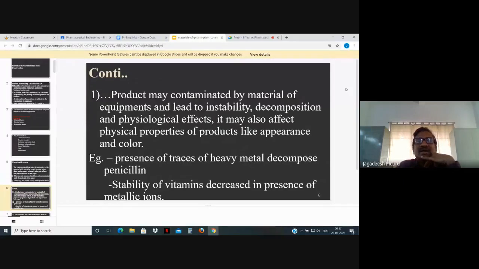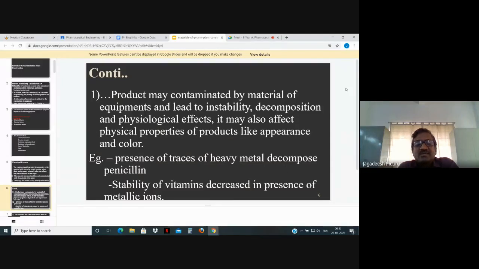So the product may be contaminated by the material of equipment, leading to instability, decomposition, and physiological effects. It may also affect some of the properties of our chemicals, and it may change our appearance and the color. We've already discussed this in the case of dies and punches. The presence of traces of heavy metals decomposes some of the products in a drastic manner by acting as catalytic reactions. And most of the time, the stability of vitamins is decreased in the presence of metallic ions.